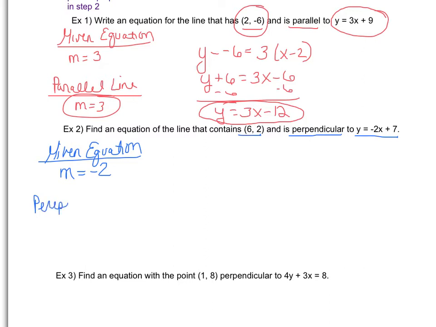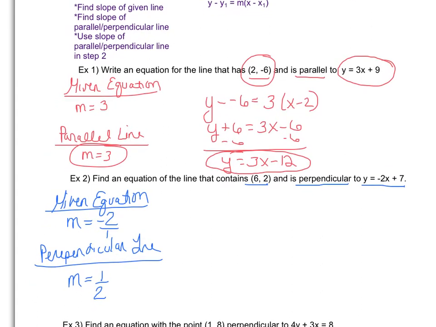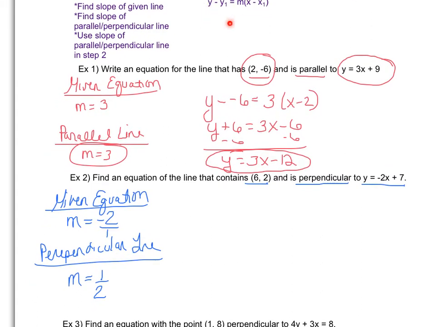So if I wanted to write a perpendicular line, I also need to know the slope of that. Since perpendicular lines have slopes that are opposite reciprocals, I know this is -2 over 1. So I'm going to change it from negative to positive, and I'm going to flip it. And now I'm going to plug in to y minus y1 equals m times x minus x1. So y minus my y1 equals my m times my x minus my x1. I'll go ahead and start by distributing.